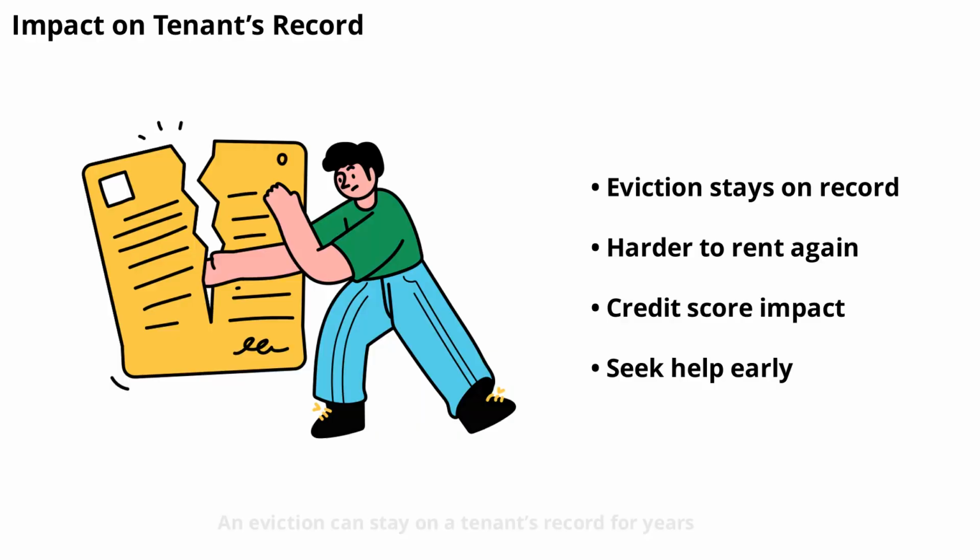An eviction can stay on a tenant's record for years, making it harder to rent in the future. Many landlords and property managers check eviction records and credit reports when screening applicants. A history of eviction can also lower a tenant's credit score and affect their ability to secure loans or other housing. Tenants should be aware of these consequences and seek help early if they're struggling to pay rent or facing eviction.